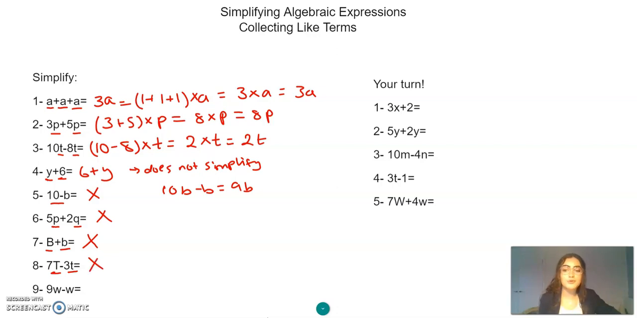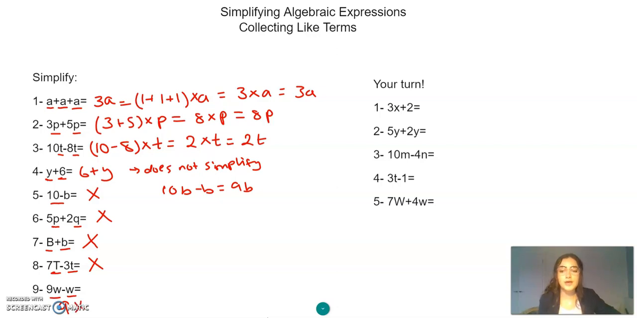Next example, we have 9w minus w. Here, they're both small w's, so we can simplify this. However, one thing to note, a very common mistake that people make here is to see the w minus w and assume those take away and it leaves you with 0, so you have 9 left over. But that is not the case.